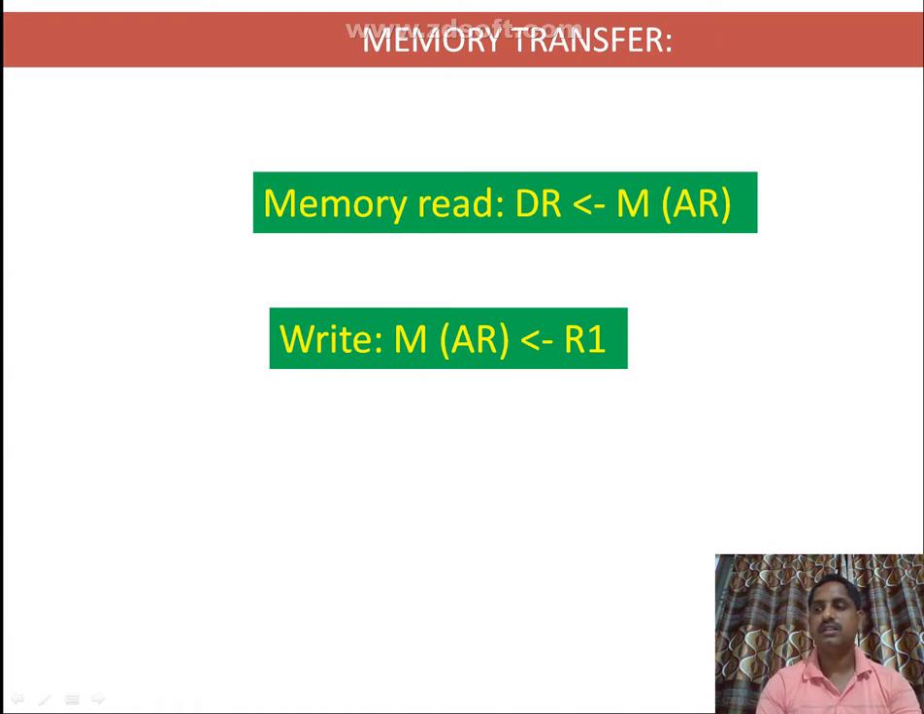So the read operation can be stated as DR gets M of AR, and the write operation transfers the content of a data register into the memory. M is selected by the particular address. Assume the input data is in register R1 and the address is in AR. The operation will be stated as M of AR gets R1.